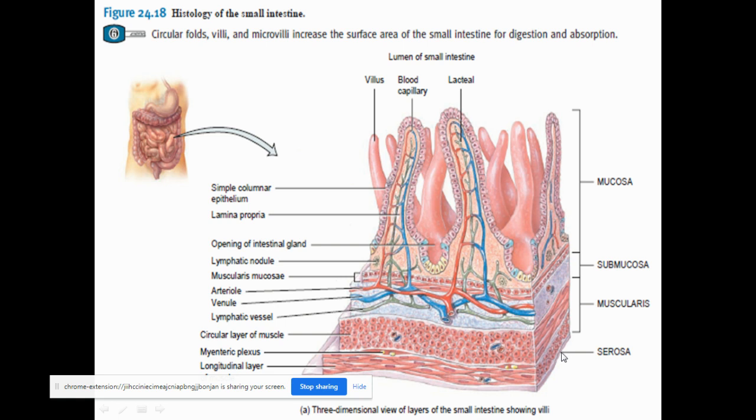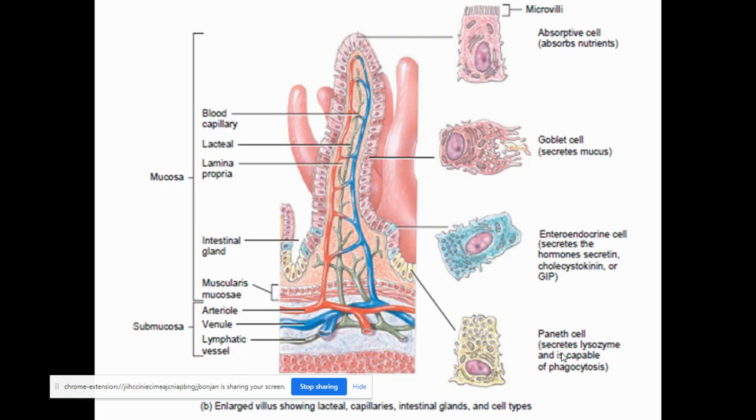The serosa is the outermost layer and it is continuous with the visceral peritoneum. This is the layer which completely surrounds the small intestine. Next we will move on to the different cells of the villi. So what are villi? Villi, or microvilli, or villus.